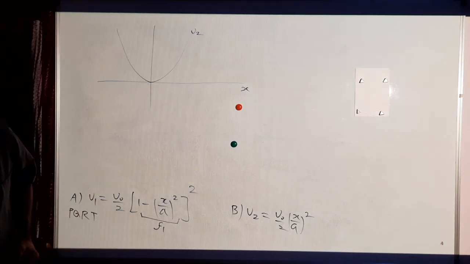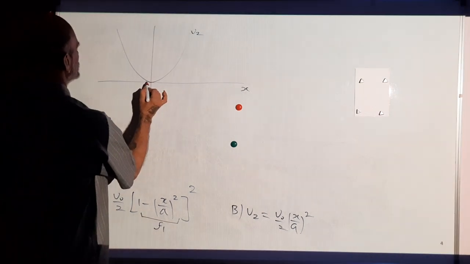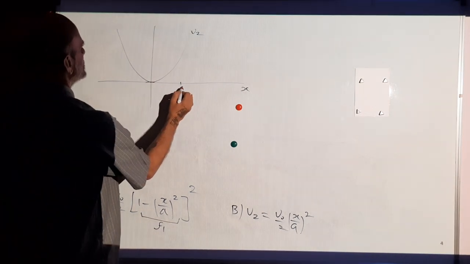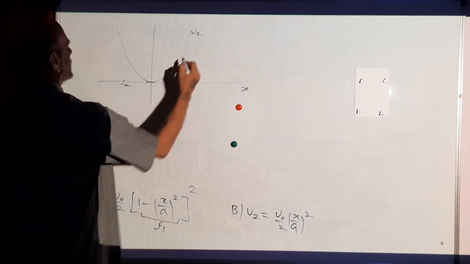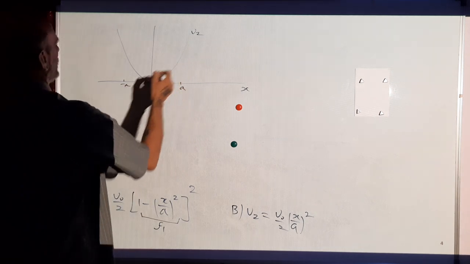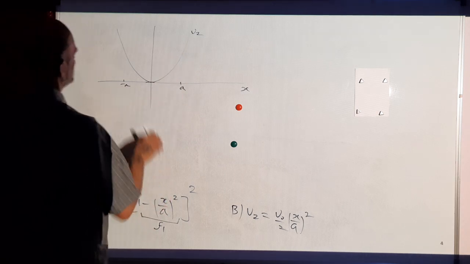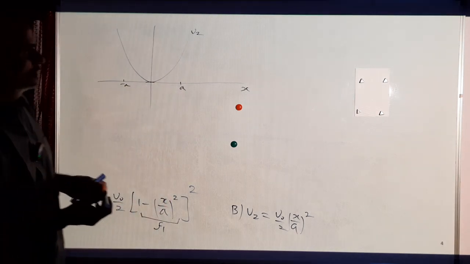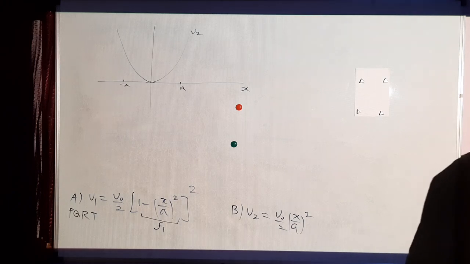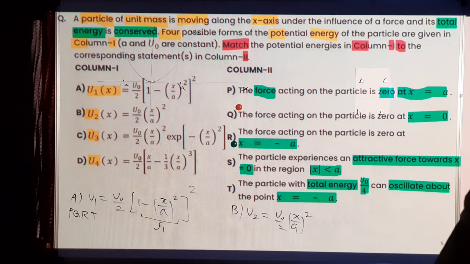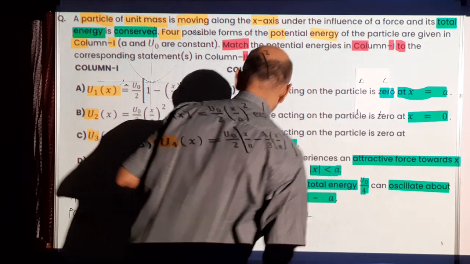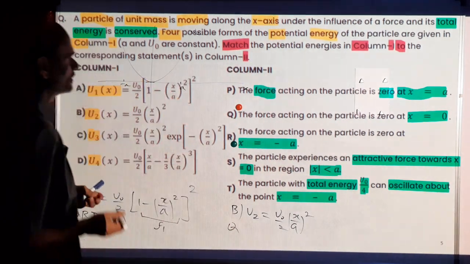Here the slope is 0. So the force at x equal to 0 is 0. A will be somewhere here, minus A will be here. At A, the force is towards the origin. At minus A, the force is also again towards the origin. But here it is in the minus x direction, and here it is in the plus x direction. So P is false, Q is true, force is 0 at x equal to 0. R is also false. So B will match with Q.